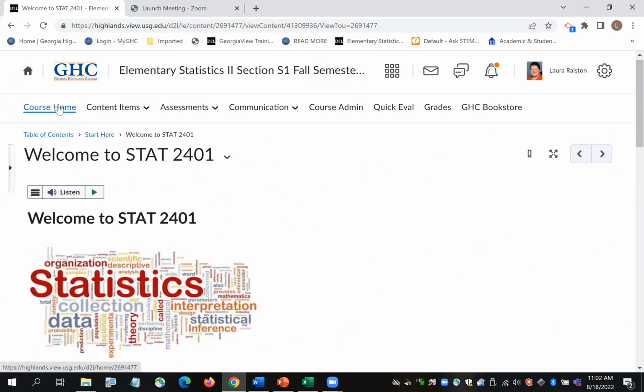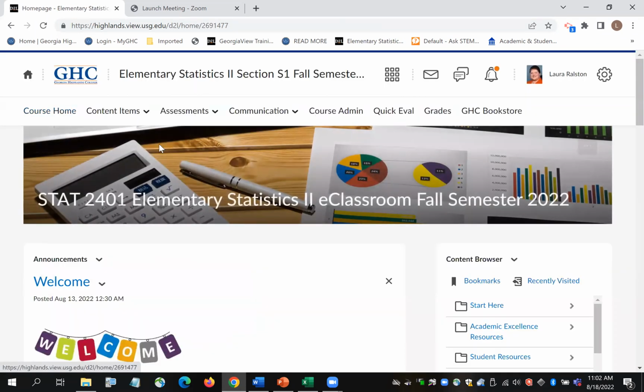Has anyone had any issues with the navigation of the course? Is there any way that I can answer questions or help you with that before we continue?